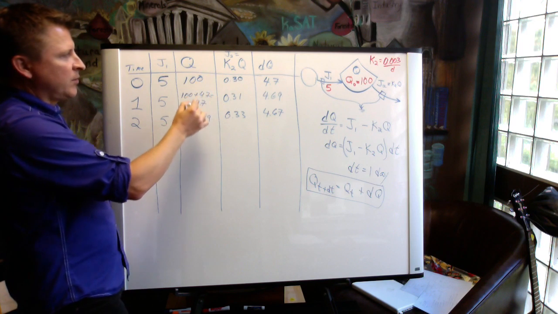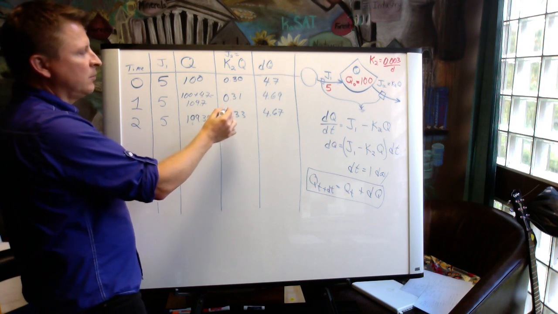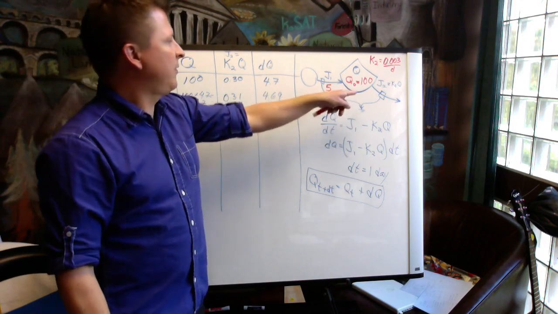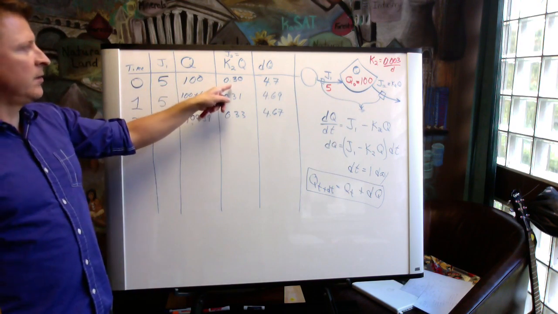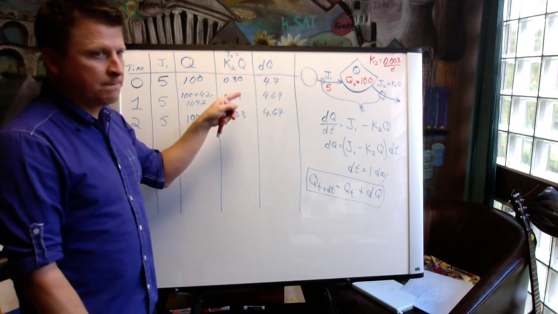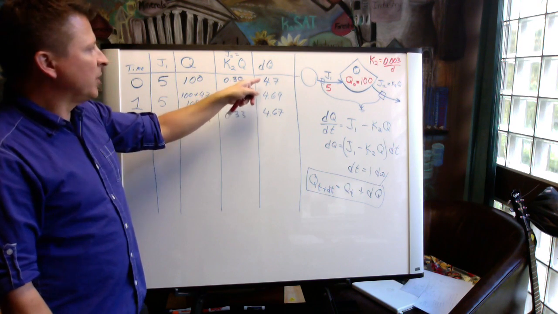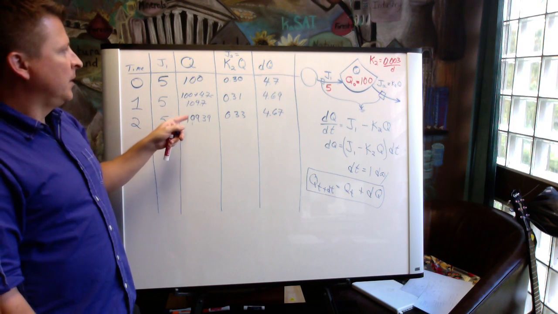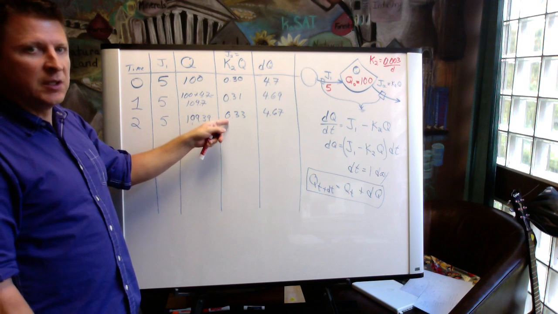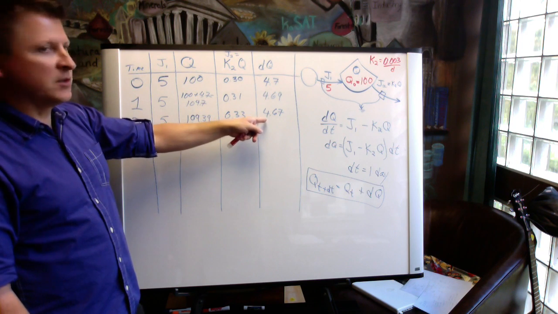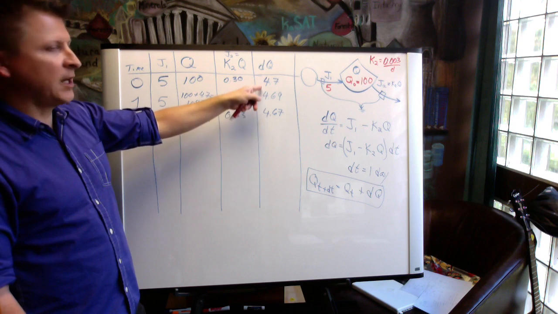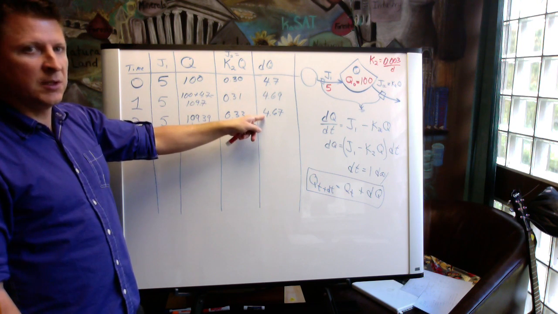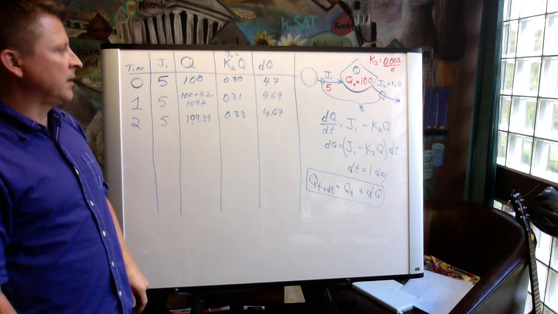So there's a pattern of Q increasing because the inflow is more than the outflow, right? 5 is greater than 0.3. So we're getting a positive increase in Q, but J2 is increasing, therefore it's not increasing by as much each time step. So the first time step it increased the most. By the third time step it's only increased by a little bit less.